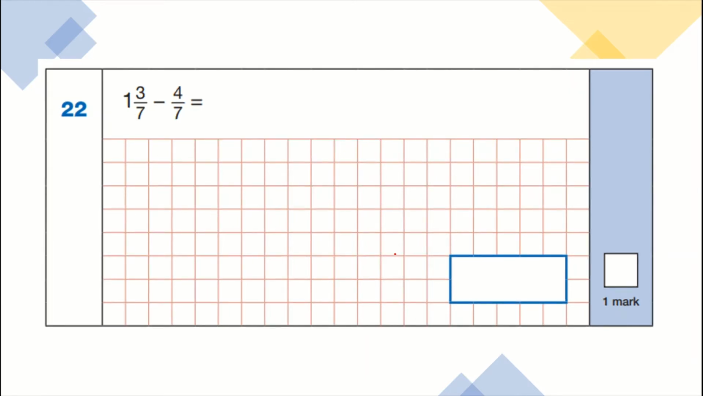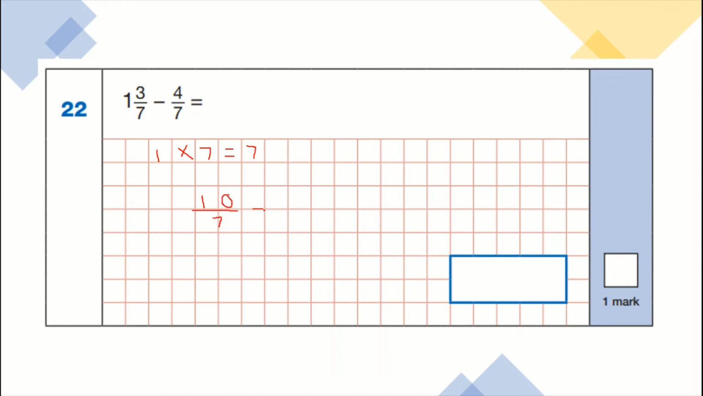Now we have some fractions here. 1 3/7 minus 4/7. So we need to change this mixed number into an improper fraction. So 1 times 7 is 7. Adding it to the 3 on the top, 7 plus 3 is 10 over 7.